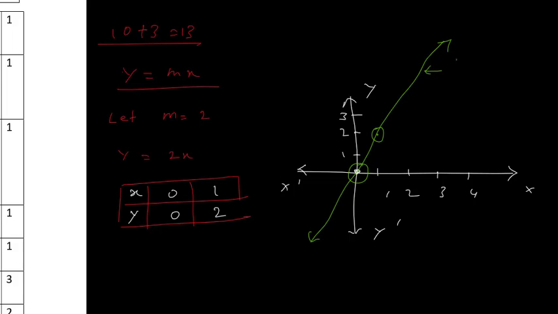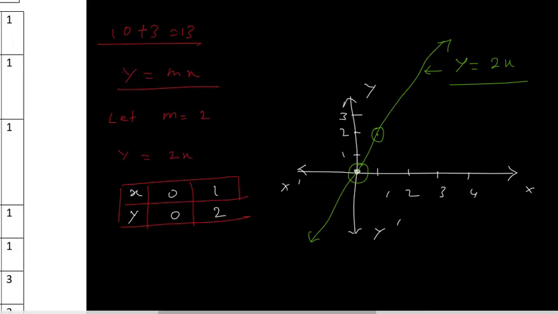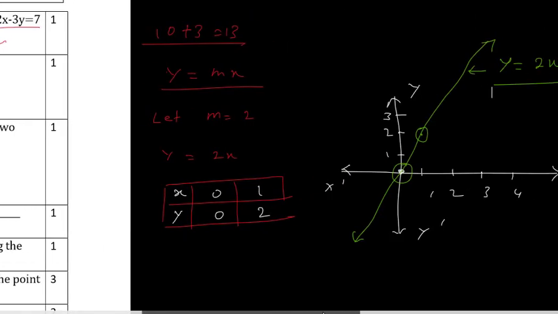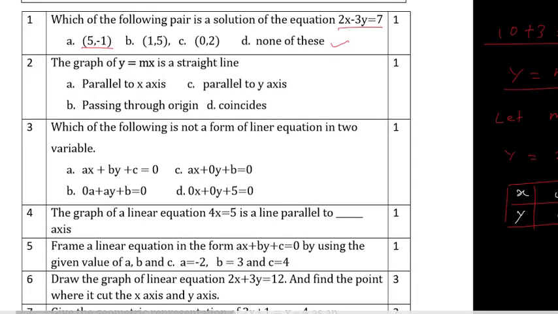I have taken y equals 2x. You can try y equal to 3x or 4x or 5x, like that. Now what do you say about this line? Again come to your options. Is it parallel to x-axis? No. Is it parallel to y-axis? No. Is it passing through origin? Yes, it is passing through origin. So your answer will be passing through origin.